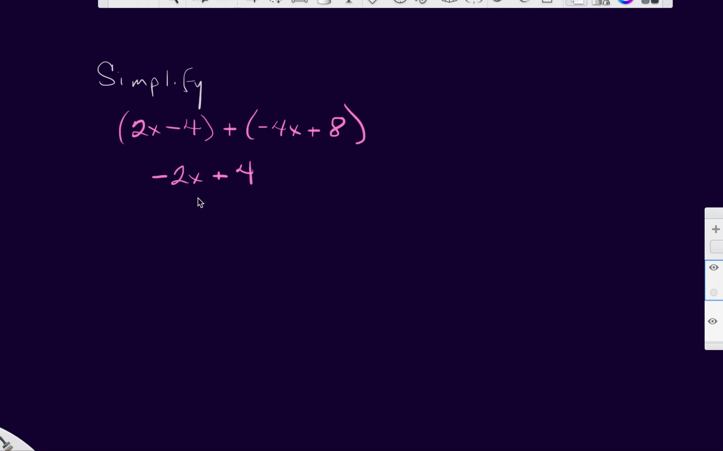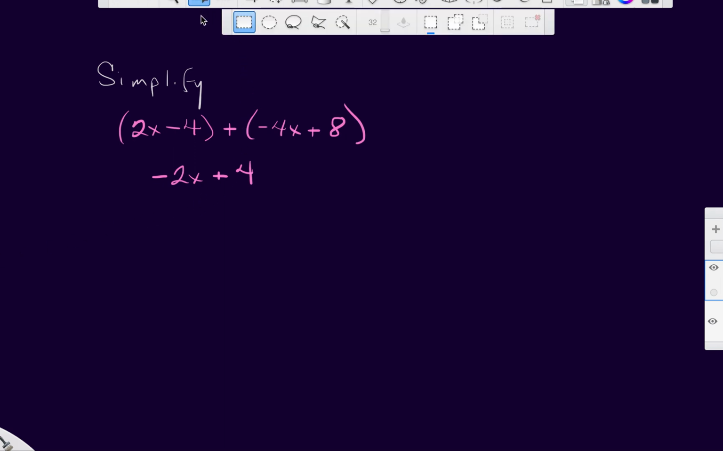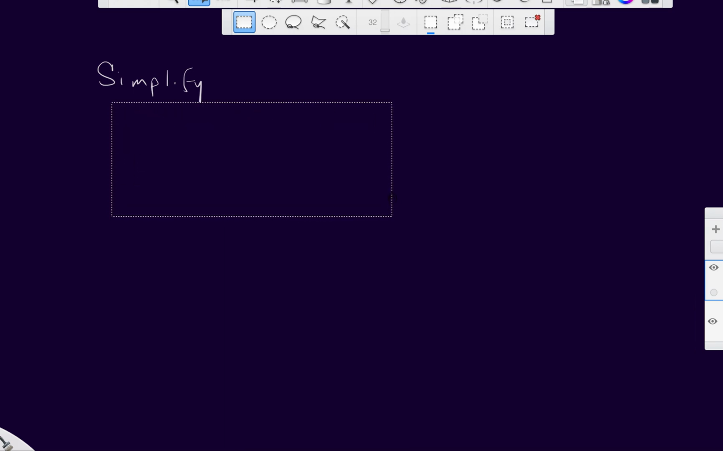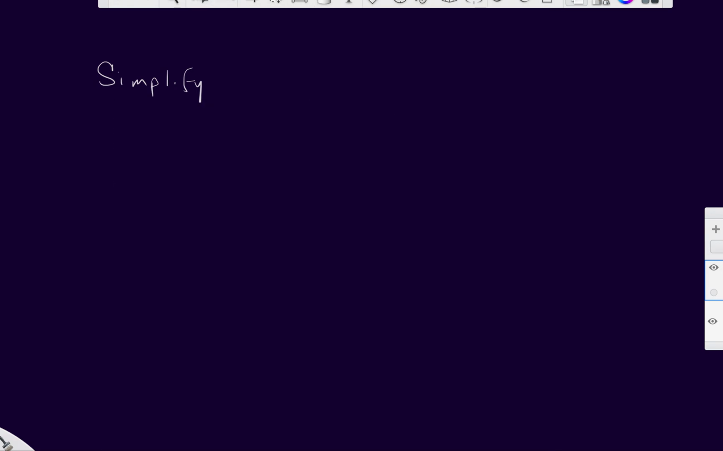Got it? So I'll get rid of that one. There's another simplify problem coming up, so I'll leave the word simplify there. I'm going to cut off a bit of it, but we won't be too upset. There we go. Then it's just a simple distribution problem.